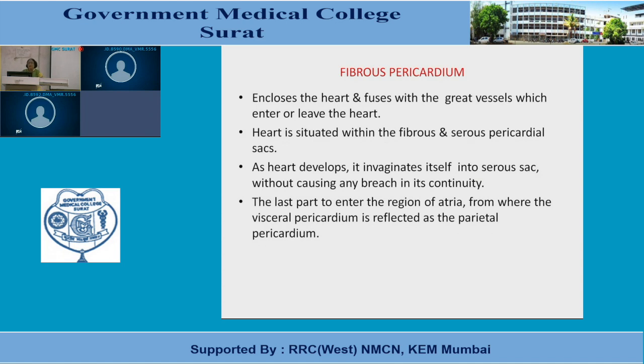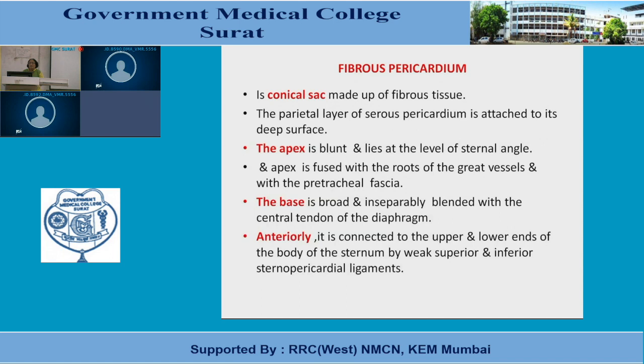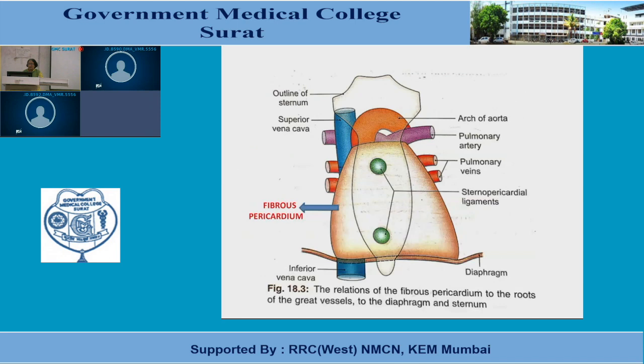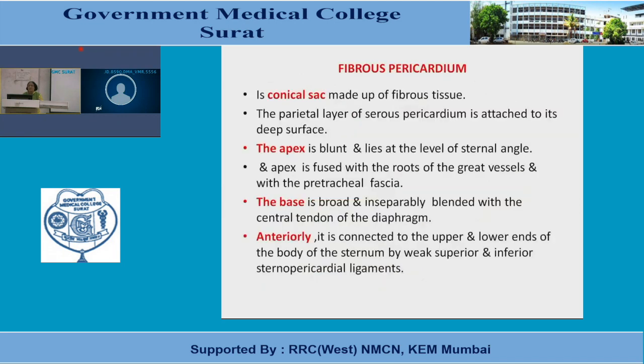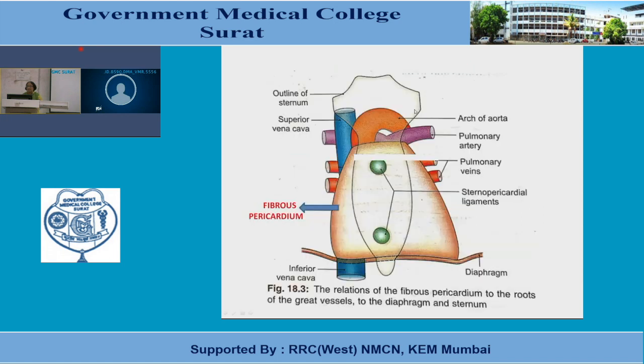Now, fibrous pericardium. What are the parts of the fibrous pericardium? We can see here the relations of the fibrous pericardium to the root of the great vessels, to the diaphragm, and to the sternum. The fibrous pericardium here is a conical shape. It has an apex, base, and relations; anteriorly, we will discuss it. It's a conical shape made up of fibrous tissue. We can see in the diagram completely the fibrous pericardium that is in the conical shape.